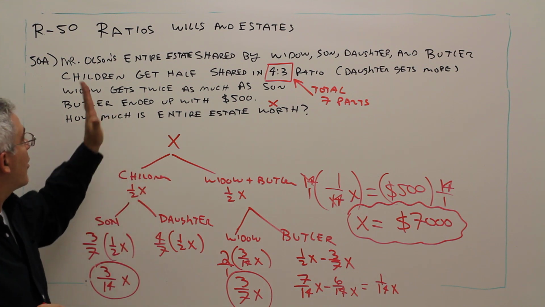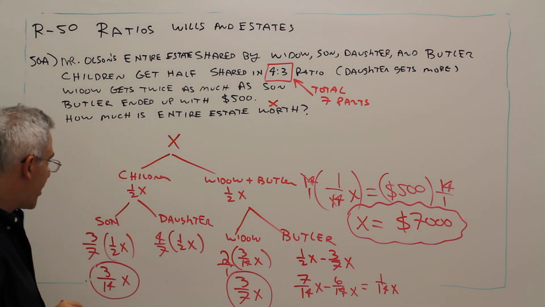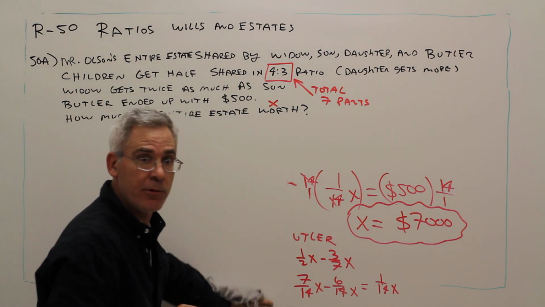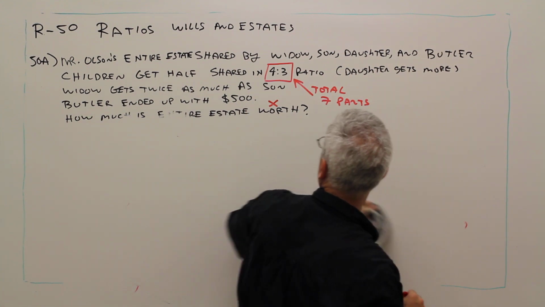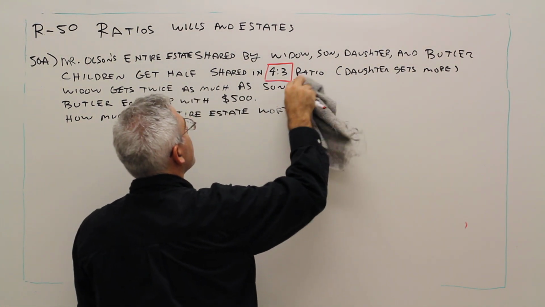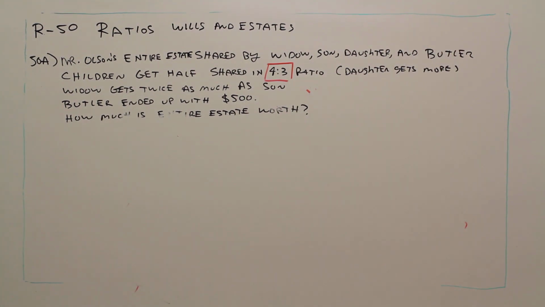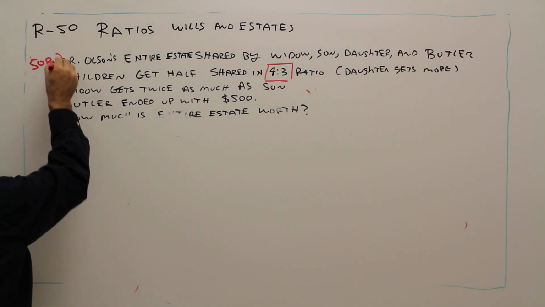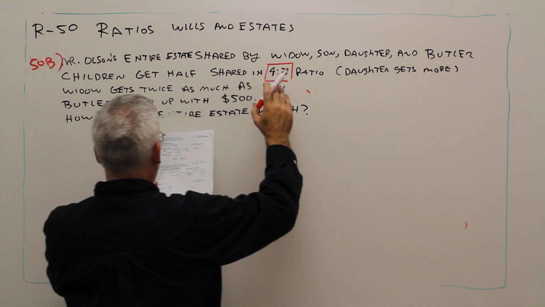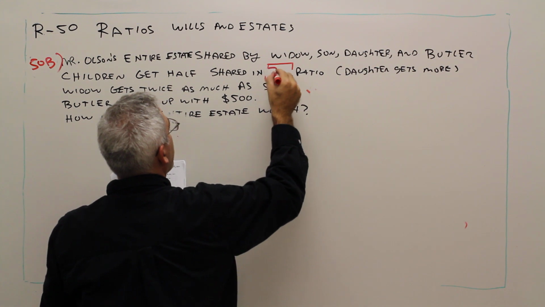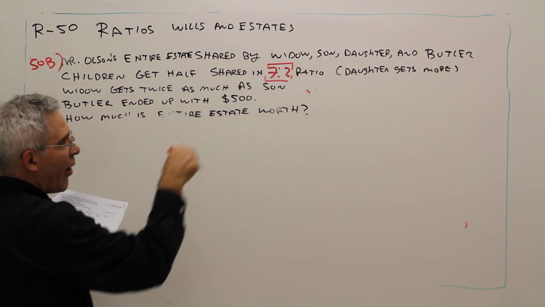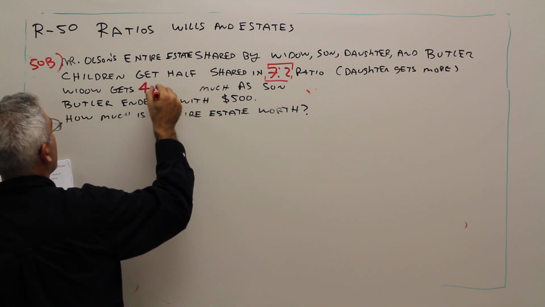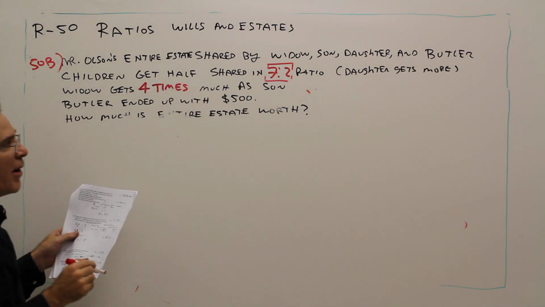Okay, so now what I'm going to do is just change a few values and see if you could work on a problem. If you want to pause the video after I write down the problem and work it out on your own, that would be helpful. All right, so for your problem, part B, we'll say they share it in a 7-to-2 ratio. The daughter's still getting more. The widow, we'll say, gets 4 times as much as the son.